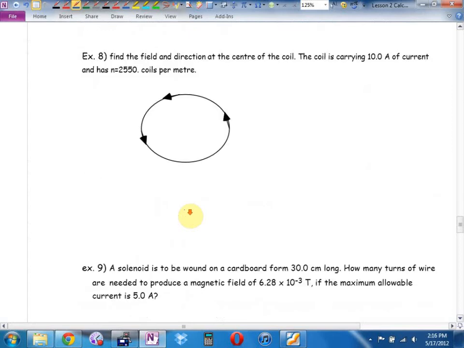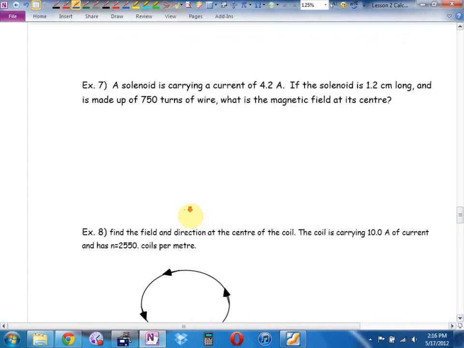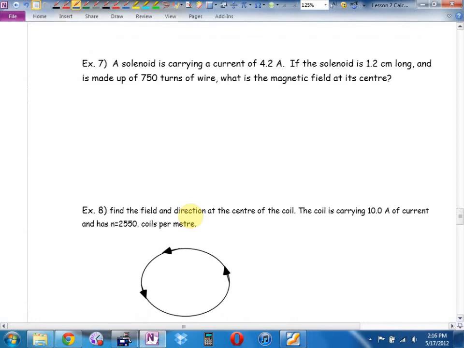Example 7. A solenoid is carrying a current of 4.2 amps. If the solenoid is 1.2 centimeters long and is made of 750 turns of wire, what's the magnetic field at its center?